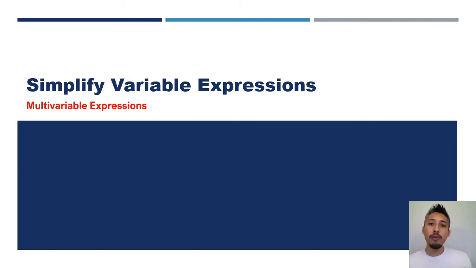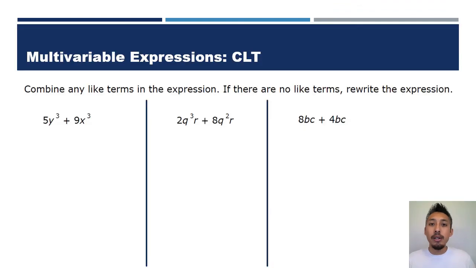Everything that we talked about before was simplifying when you only had one variable. What we're going to talk about now is simplifying when you have more than one variable. So this is what I mean. Here you have 3 different types of examples of the types of problems that you're going to see on IXL. Here we are being asked to combine any like terms in the expression. We're also told that if there are no like terms, rewrite the expression. We'll get to that part in a little bit.